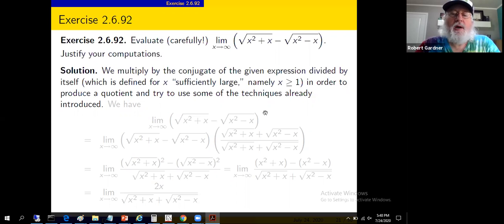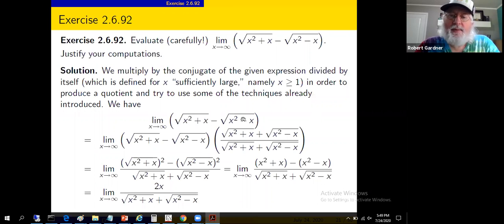All right, so I'm trying to motivate the following manipulation. Let's multiply by the conjugate of the given expression divided by itself. So we're simply multiplying by a version of 1. We're going to take this limit and multiply by the conjugate. You're used to this idea from rationalizing denominators, maybe. Take the minus a square root thing and replace it with plus a square root thing. So we'll have the square root of x squared plus x plus the square root of x squared minus x, divided by itself. Multiply by that thing.